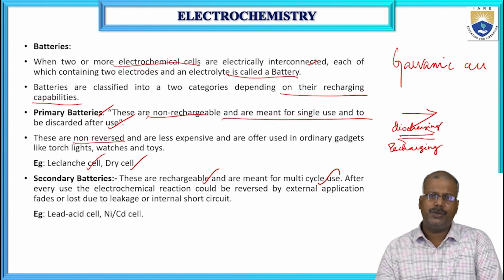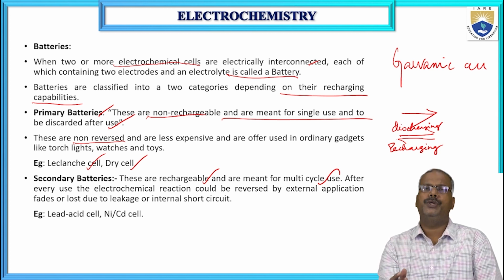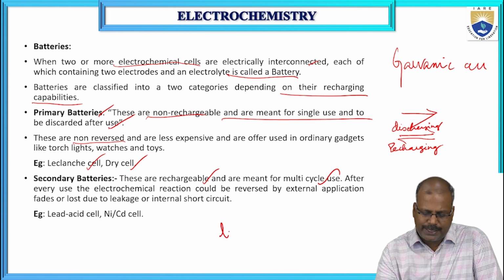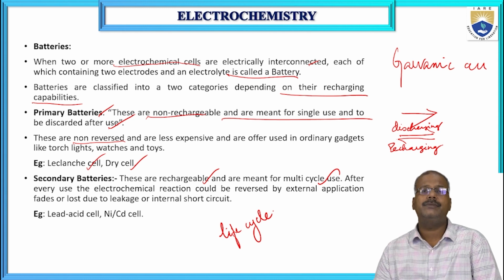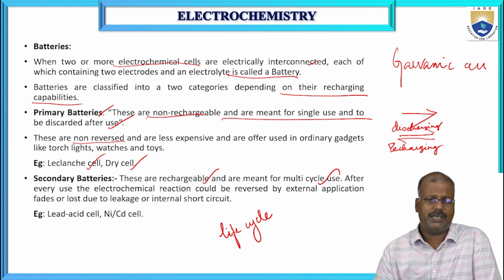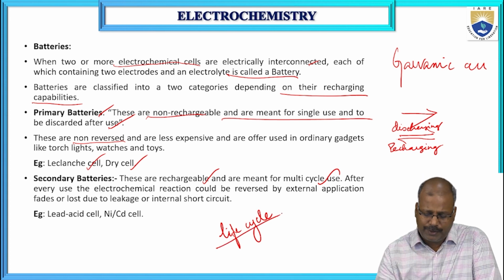So like this, we can use it several times. We can use it and again recharge it, and use it again, charge it, like that. Several cycles it can be used. That is called the life cycle of a battery. How many times it can be discharged and recharged, that tells the life cycle of a battery.